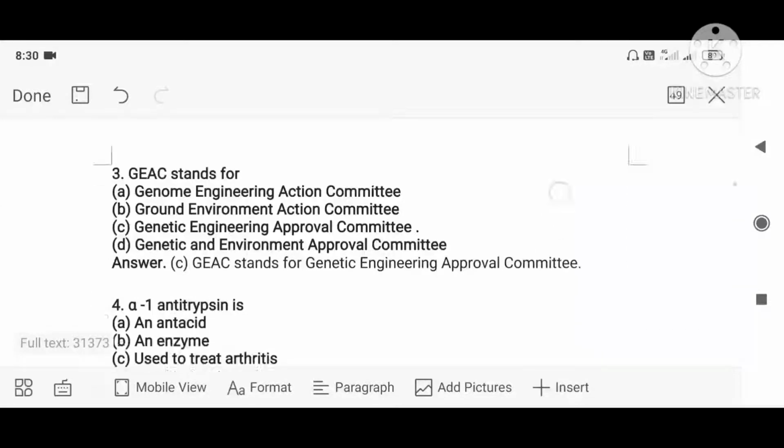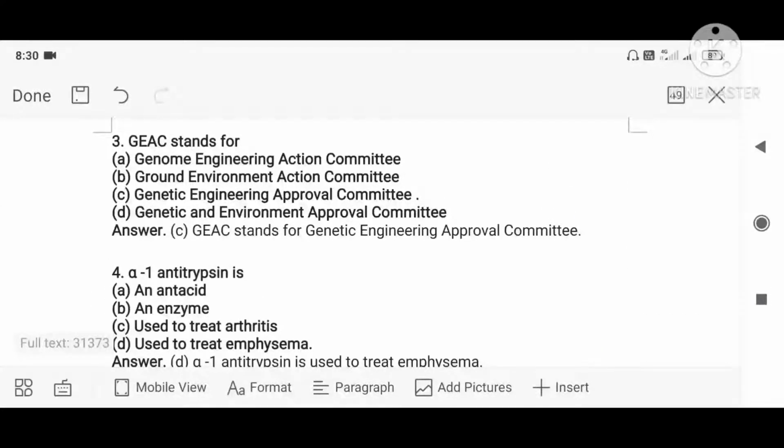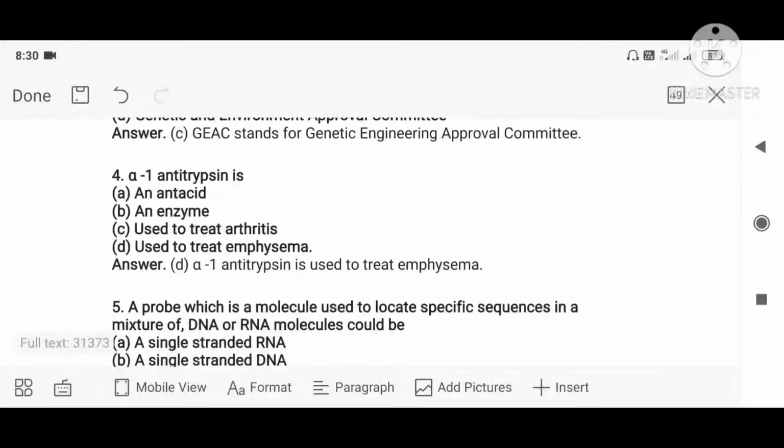Moving on to GEAC, what is the full form? Direct, you can write Genetic Engineering Approval Committee. So, the answer is C. Alpha 1 antitrypsin we discussed, it is used for treating what? A respiratory disorder, emphysema. So, the answer will be D.